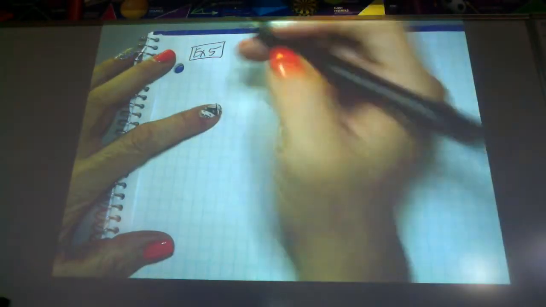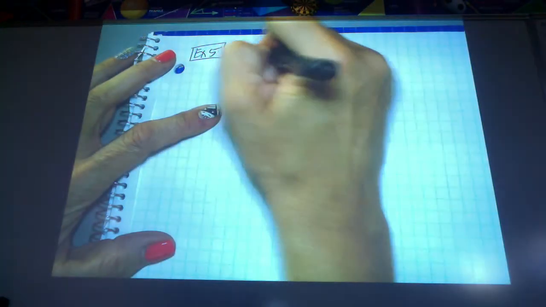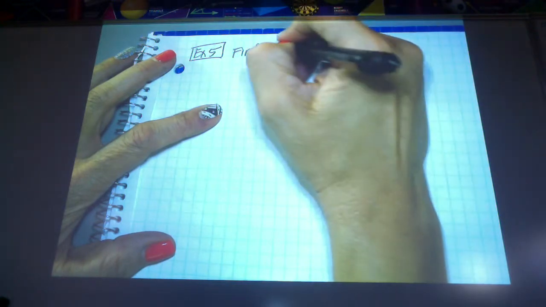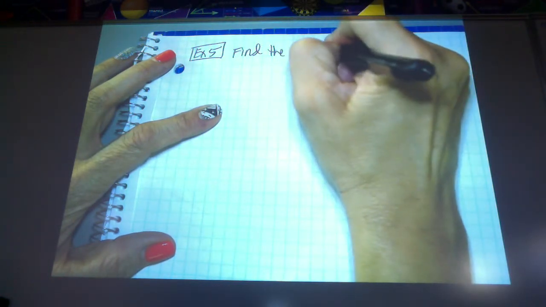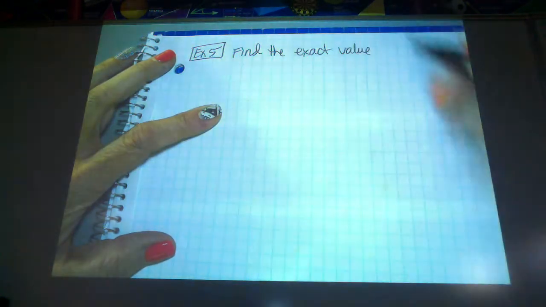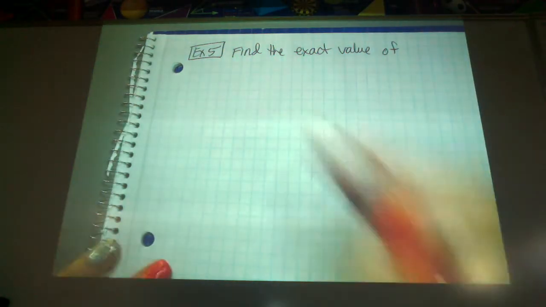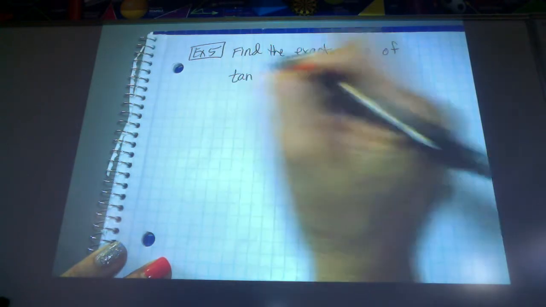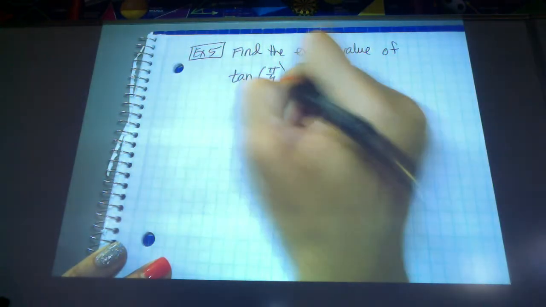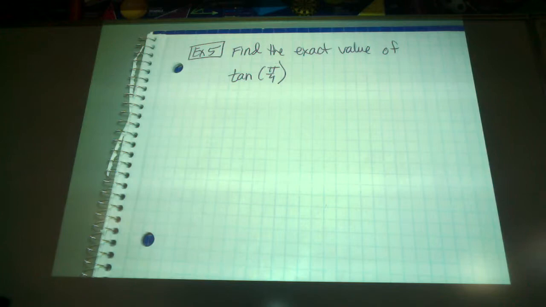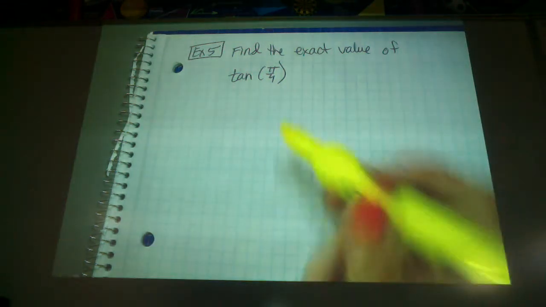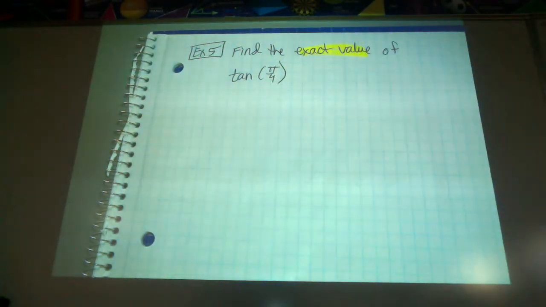All right, so for this question, please write the directions down: find the exact value of, and they're going to give you some sort of ratio. In this case, I'm giving a tangent of pi over 4. This would be on the non-calculator portion of your test. When they say exact value, they imply that they don't want a decimal. Now, this particular one you could actually do on your calculator, but you wouldn't have your calculator available.